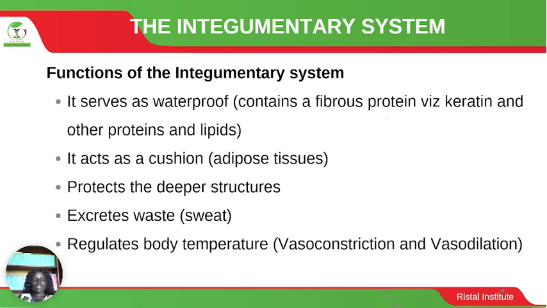Functions of the integumentary system. It serves as a waterproof, because it contains the fibrous protein, i.e. keratin, and other proteins and lipids, so it can protect the body from water. It acts as a cushion because it has the adipose tissue. Remember, we talked about the adipose tissue and we said that it is where fats are deposited. We have the white and the brown adipose tissue. So it acts as a cushion in the body.